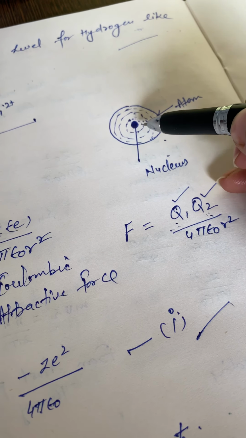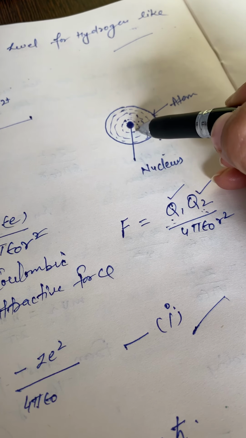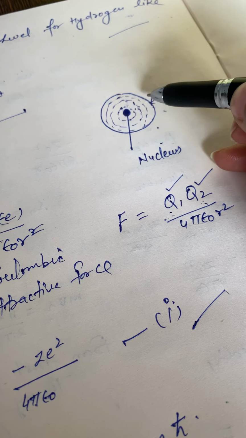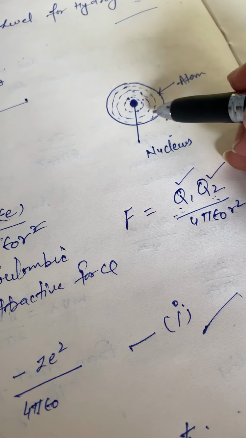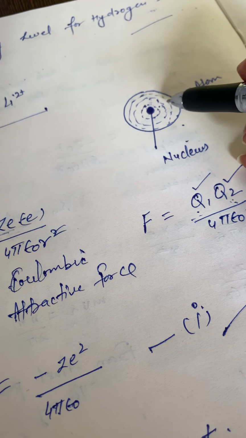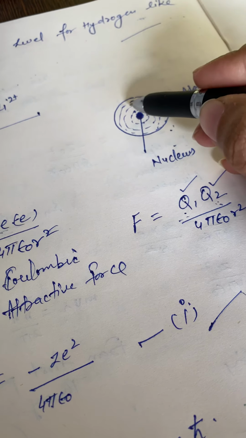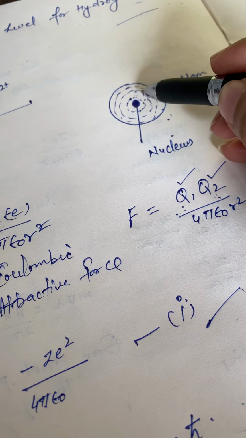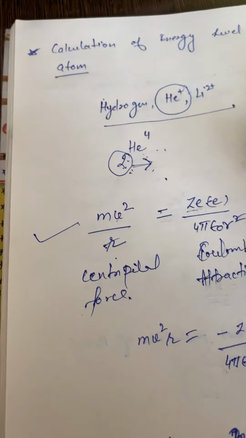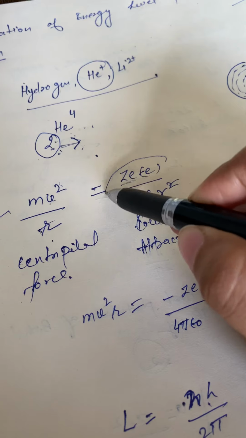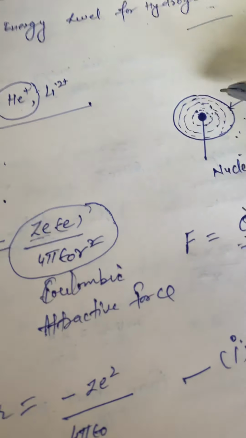Inside this atom we have a nucleus which is positively charged, and around this nucleus electrons are revolving in their orbits. Now we know there is some force which provides this circular path to the electron. This force is a centripetal force. This force is the Coulombic attractive force.